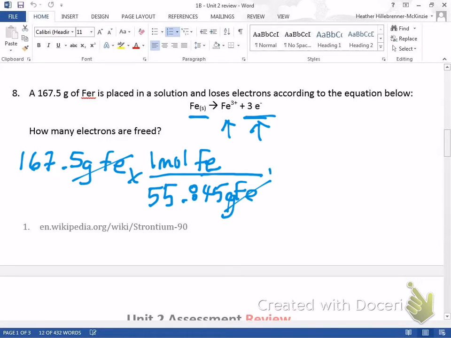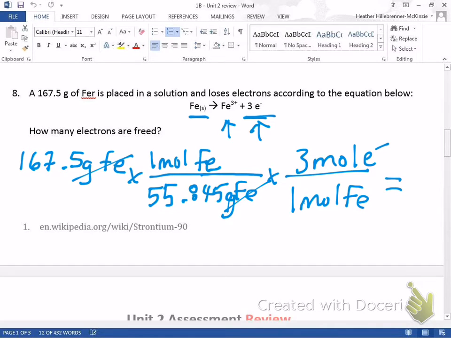Grams go here. All right, and so I know that for every 1 mole of Fe, I get 3 moles of electrons. How do you know that? This equation right here tells me that. Y'all have calculators. Put the number in. Let's go.